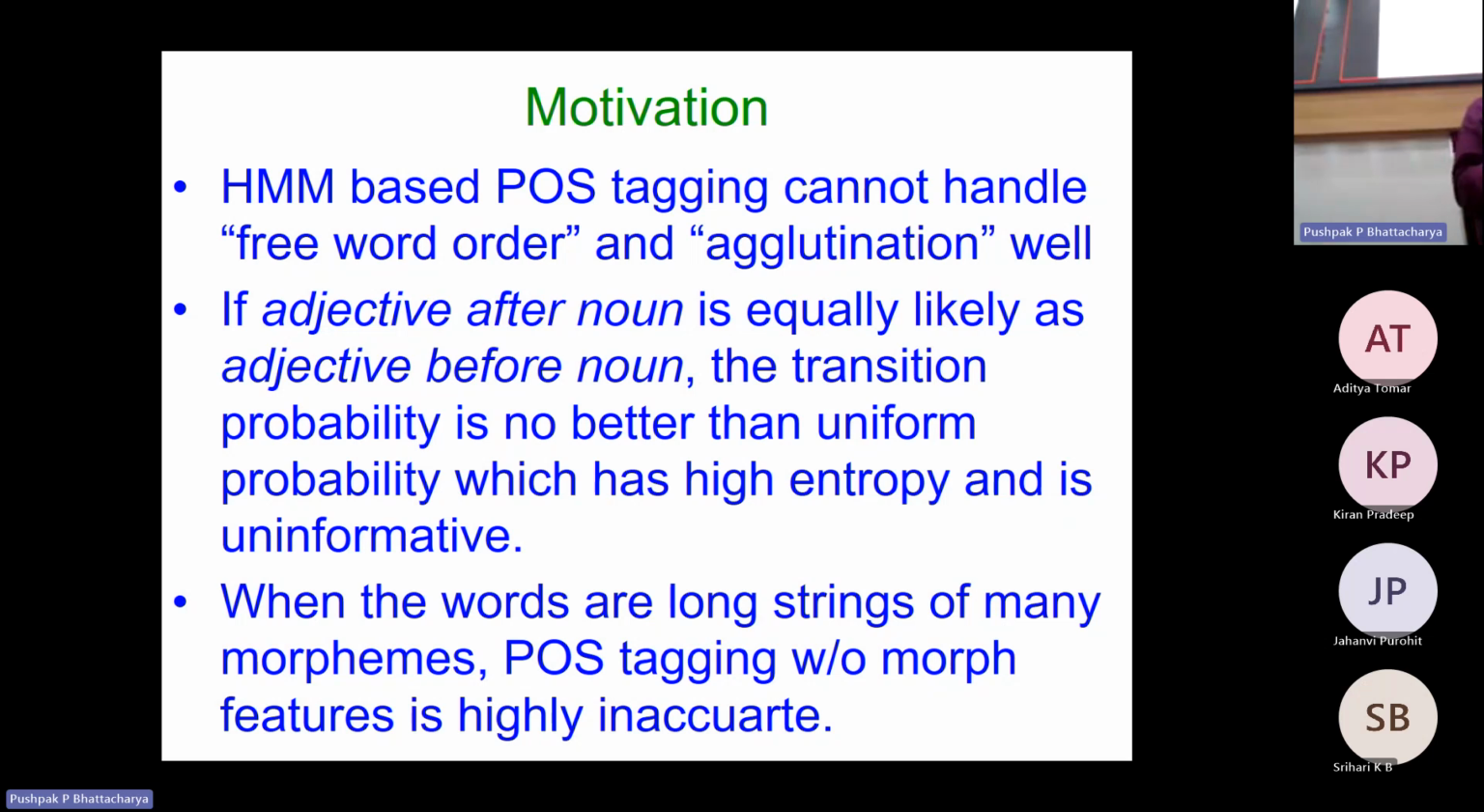So the position is no longer a helpful clue, and therefore we really cannot work with the transition probabilities effectively. And when the words are long strings of many morphemes, POS tagging without morphological features is highly inaccurate. What do I mean by these two problems? Here is some example. Variability in word order, a problem for the generative model.